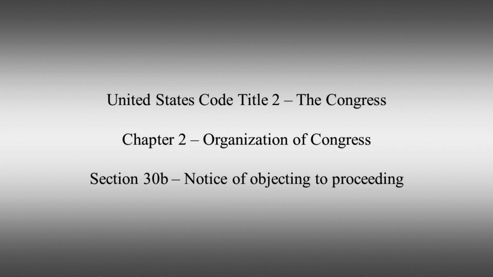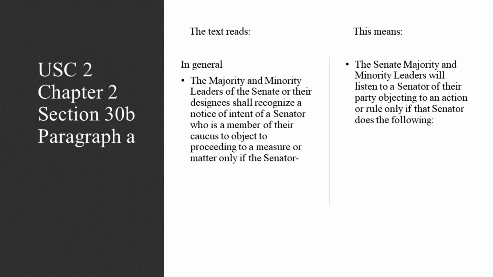United States Code Title 2, the Congress. Chapter 2, Organization of Congress. Section 30B, Notice of Objecting to Proceeding. Paragraph A. The text reads: In general, the majority and minority leaders of the Senate or their designees shall recognize a notice of intent of a senator who is a member of their caucus to object to proceeding to a measure or matter only if the senator.